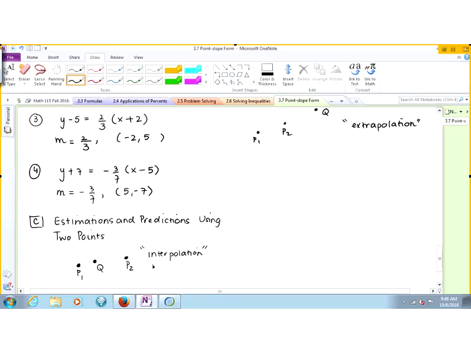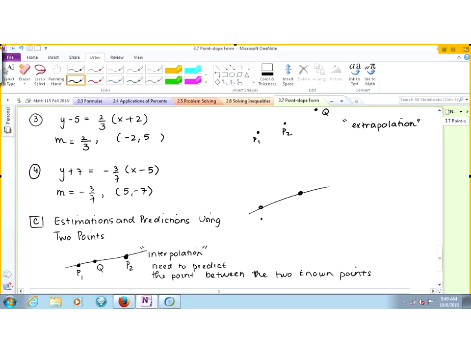So maybe I will write down. We need to predict the point between the two known points. You have to sort of make a line here. When you make a prediction, it has to be on the line. Because otherwise, what is your prediction based on?